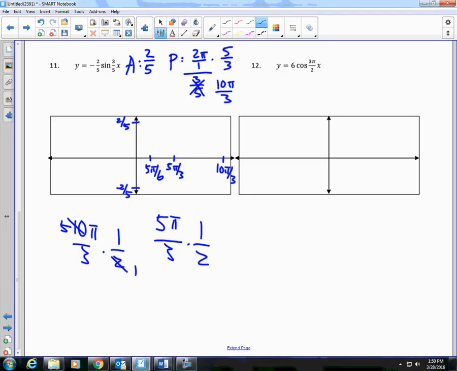And now let's count. 5 pi over 6. 10 pi over 6. 15 pi over 6. Can that be reduced? 15 over 6 reduces to 5 over 2. So 5 pi over 2. This is kind of weird, isn't it? 5 pi over 6, 5 pi over 3, 5 pi over 2, and then 10 pi over 3. But that's how you come up with it. We're going to do the same thing on the back side.